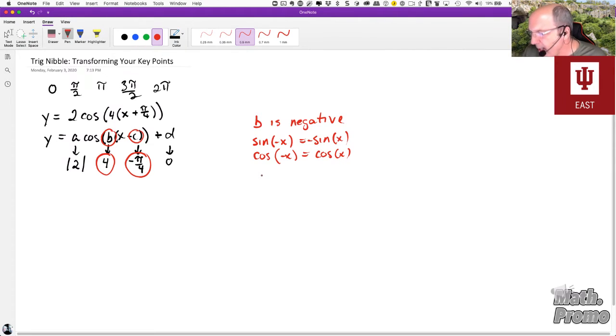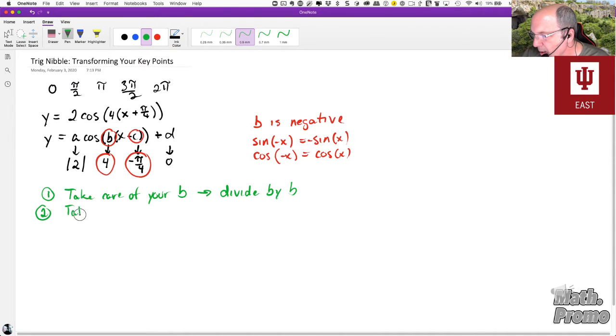So we got to deal with that, and it's 2 steps. I want you to remember these 2 steps, and you got to do them in this order. Step number 1, take care of your B, and we're going to do that by dividing by B. Number 2, take care of your C, and to do that, we're going to add our C. Got that? 2 steps. Take care of the B, we're going to divide by it. Take care of the C, we're going to add it.